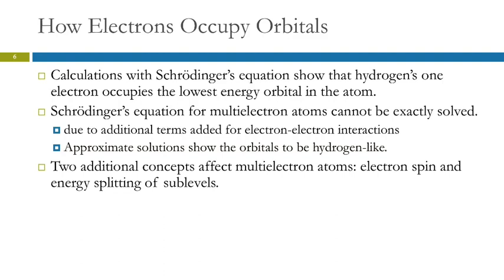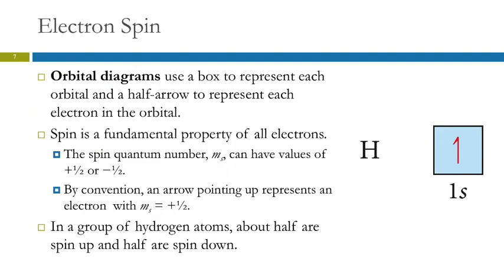So we've got two extra things that we have to consider. One is electron spin. That's that fourth quantum number. And then energy splitting of the sublevels. So let's look at electron spin. Orbital diagrams give us another way to express where electrons are. They give us a little more information, and they're more visual than an electron configuration.